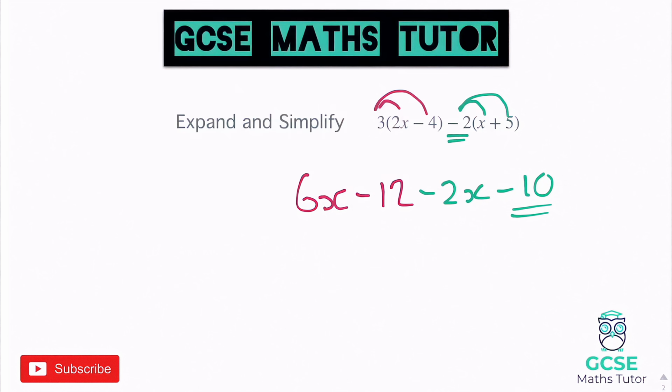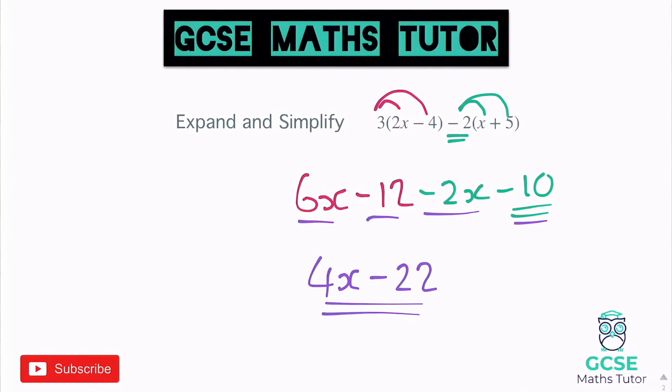Right, so collecting it all together, we've got 6x, take away the 2x, and that leaves us with 4x's. And we've got negative 12 and negative 10 here. Negative 12 take away 10 is negative 22. And there's that expanded and simplified.